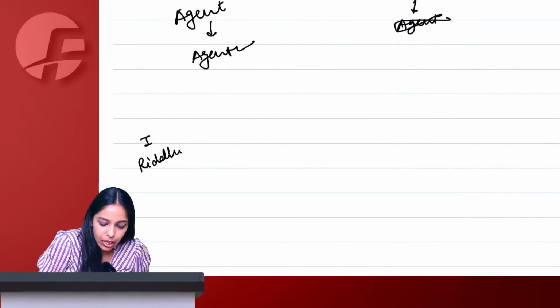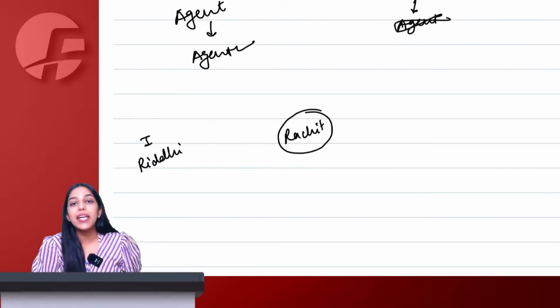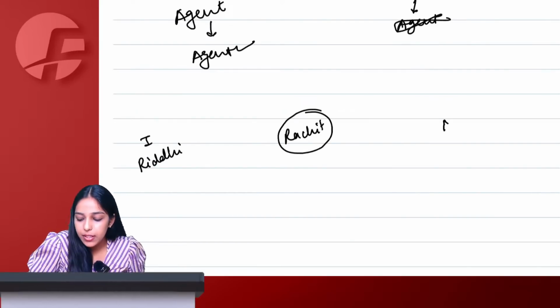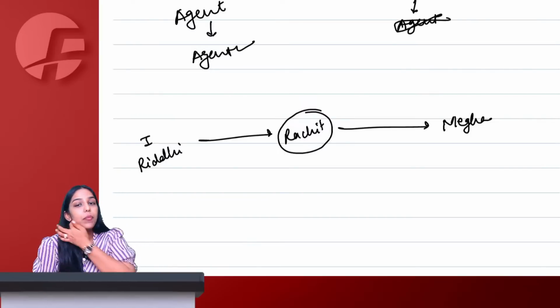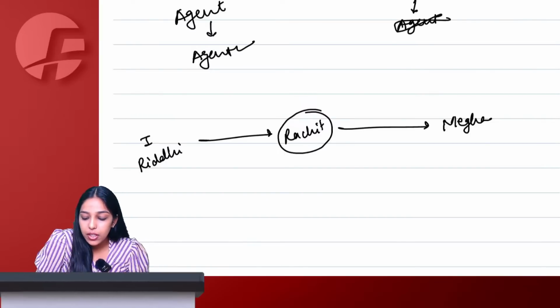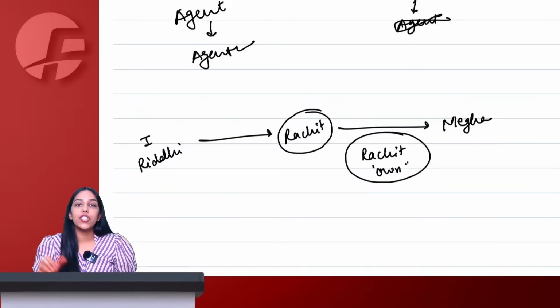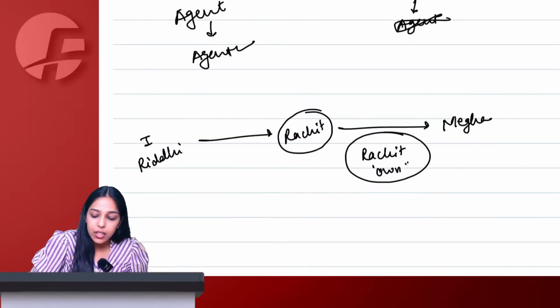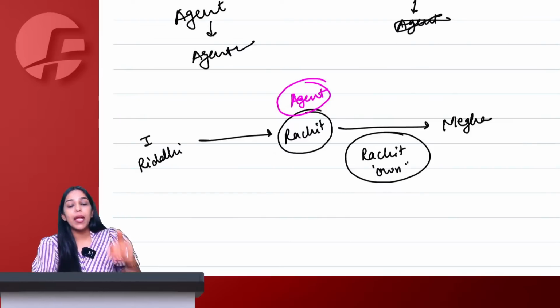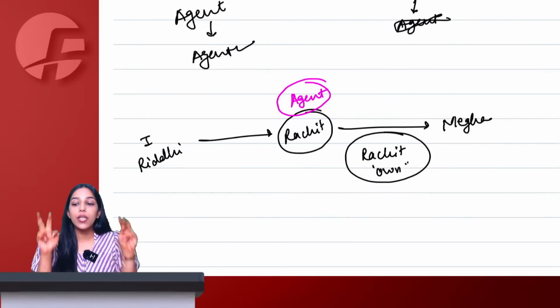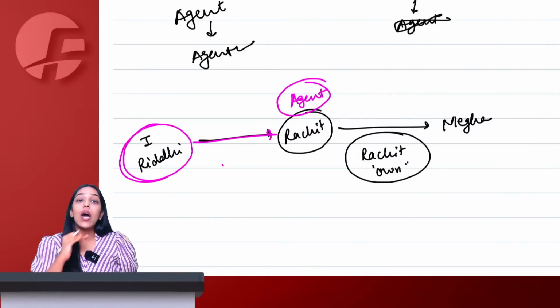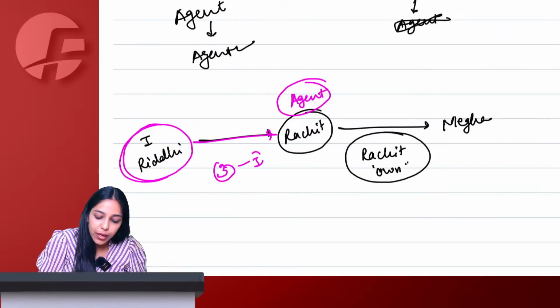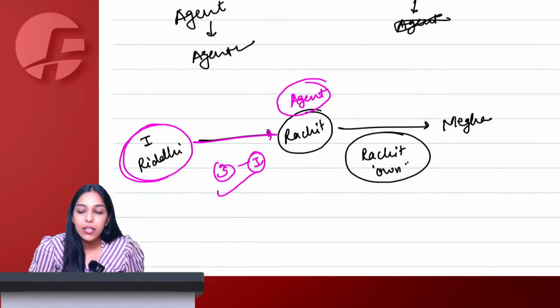I, Riddhi, appointed Rachit as my agent, and Rachit further supplied these goods to, let us say, Megha. Riddhi gave the goods to Rachit, Rachit gave the goods to Megha. While giving these goods to Megha, Rachit issued the invoice in his own name only. So the invoice that Megha got was in the name of Rachit. Now in this case, Rachit will be considered as my agent. Why? Because while supplying further, while dealing with third persons, he is issuing an invoice in his own name. Which means today if I, Riddhi, give these goods even to Rachit without consideration, according to para 3 of Schedule 1, it will be a supply without consideration.